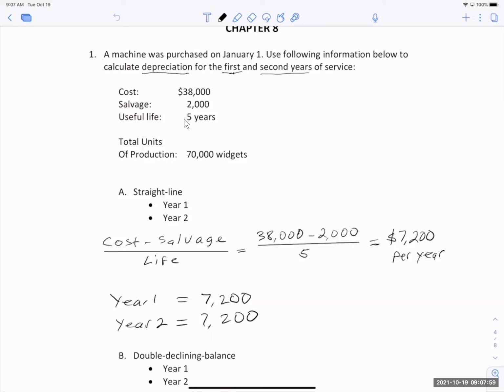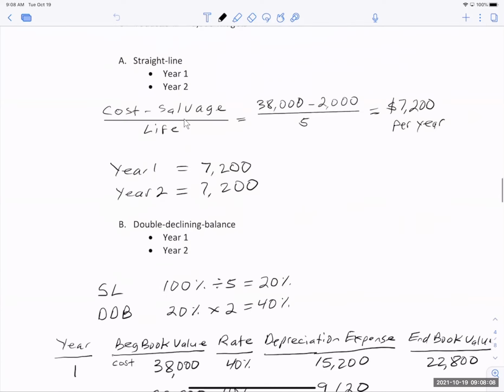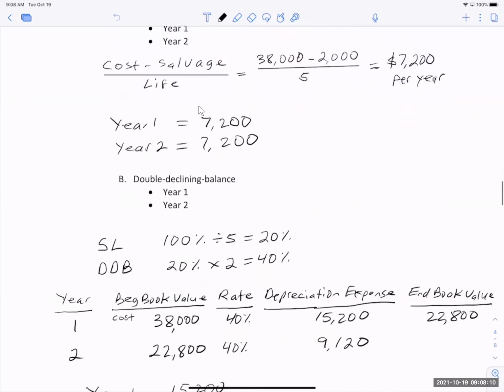1 divided by 5 is 20%, and you double it to 40%. But I like to do it this way. I like to do it like 100%, which is the whole thing, and we're going to do it over 5 years. So each year we're going to depreciate 20% of the asset under straight line, right?